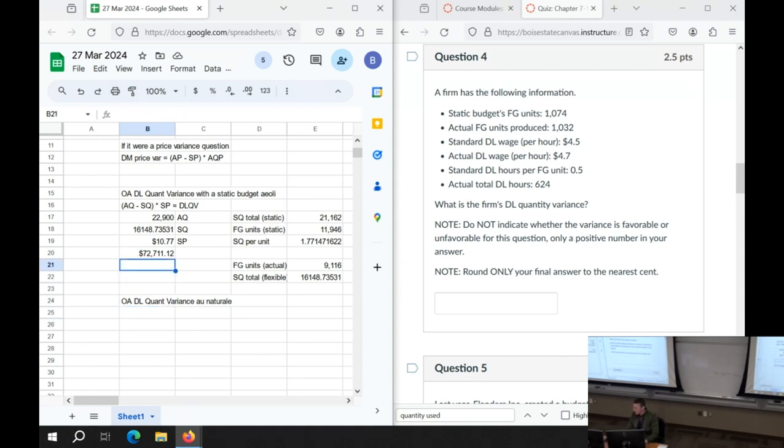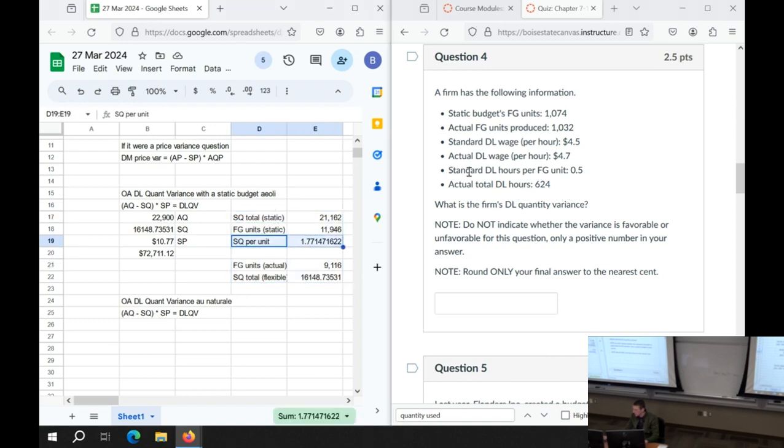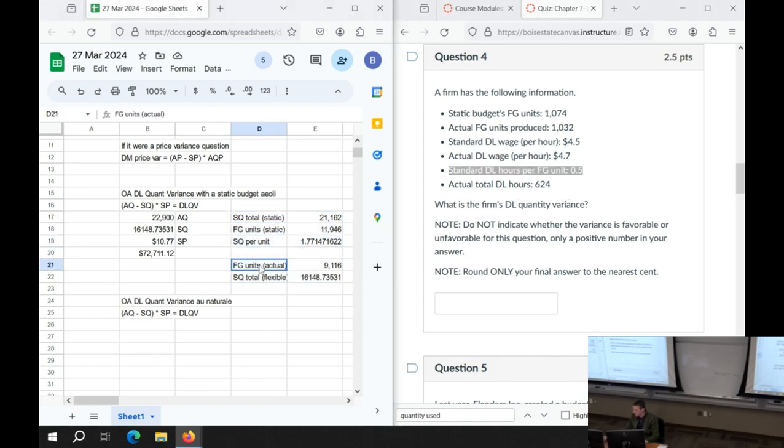All right. So we have the same equation. We're going to try and get the same information. We just don't have to go through all the pains here to figure it all out because I give you the standard quantity per unit right here. So we just need to do this piece right here. Relatively simple to do.